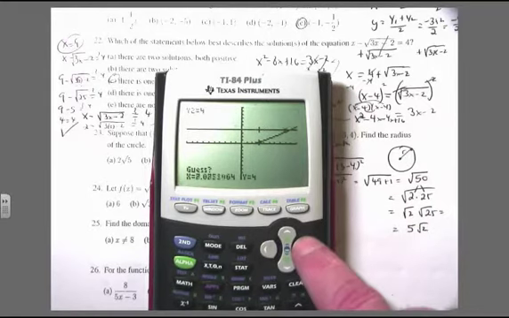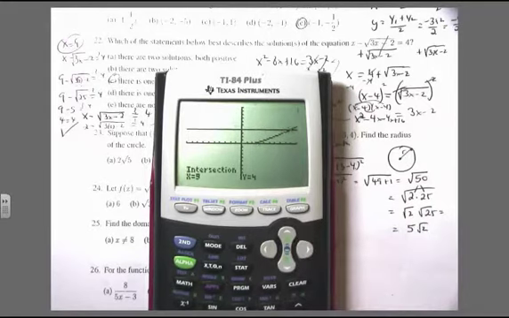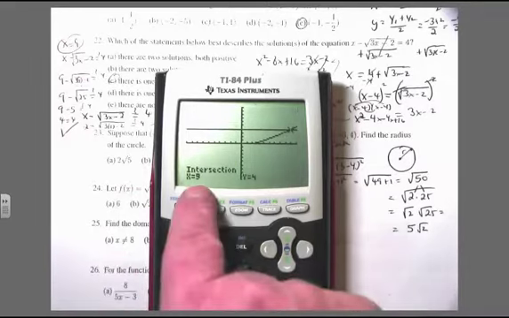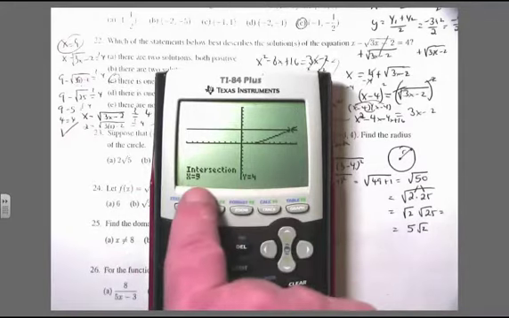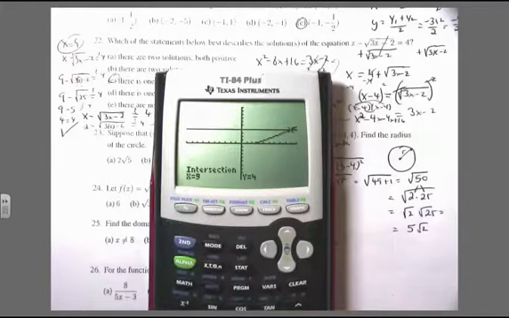I guess the answer is right about there. And it tells me the point of intersection is 9, 4. But remember, you're solving for x. So x equals 9, which is exactly what we got. Do you see any other points of intersection?